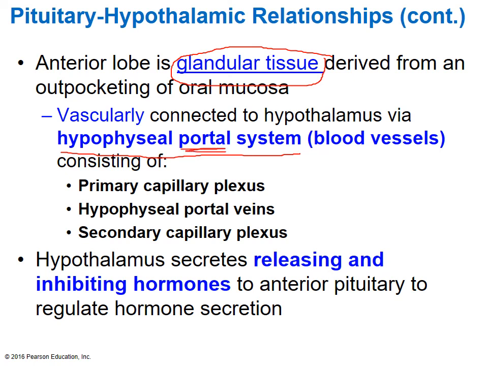Portal means that we're using our blood vessels. So things like the primary capillary plexus, the hypophyseal portal veins, the secondary capillary plexus. Plexus and portals just means that you're using multiple blood vessels that are combining together. But either way, you have a vascular sense of communication. So the hypothalamus has to use the bloodstream to communicate with the anterior pituitary gland.